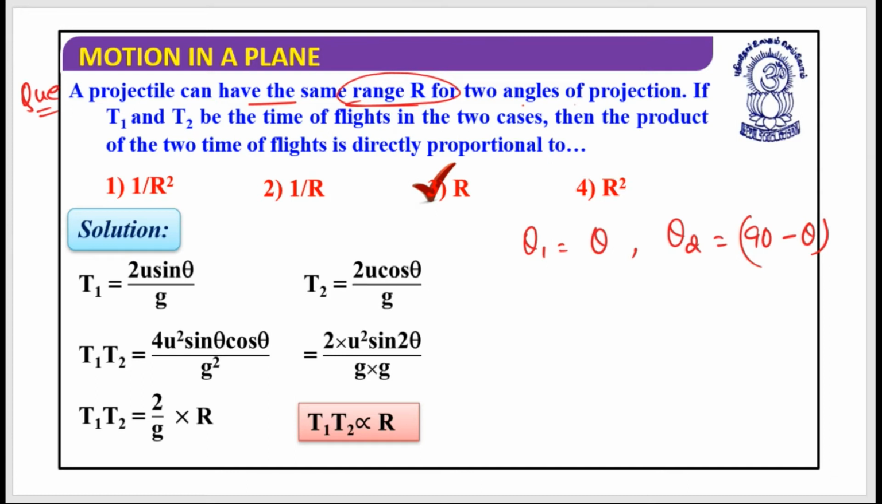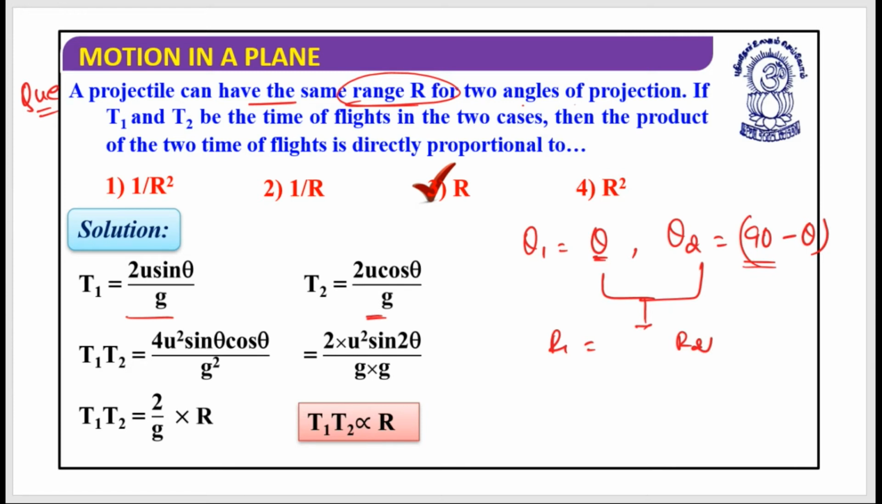So let's begin. Angle 1, theta 1, is equal to theta, and angle 2, theta 2, must be equal to 90 minus theta, because if this is the case, then range 1 and range 2 would be equal, R1 equals R2. So t1 is equal to 2u sin theta by g, and t2 is equal to 2u sin of 90 minus theta, which is 2u cos theta by g.